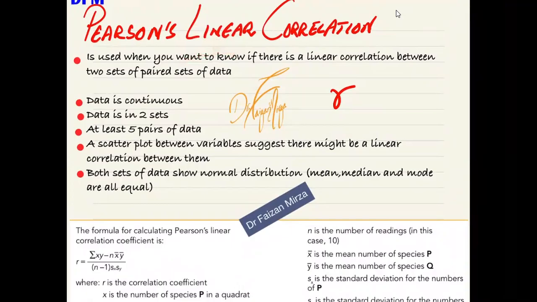So what do we have here? It is used when you want to know if there is a linear correlation between two sets of paired data. The data will be continuous. The data will be in two sets. You will have at least 5 pairs of data. The data will be paired. You will have paired data here in Pearson correlation.